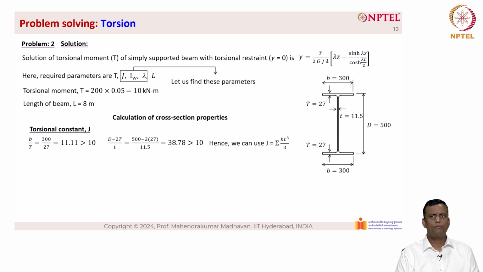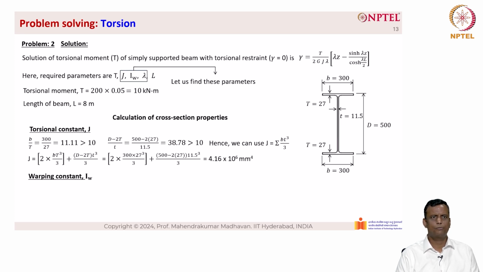So we can use the formula J equal to 1/3 B T cubed, and so J is given as 2 into B into T cubed by 3 plus (D minus 2T) into T cubed by 3. Here the 2 is for the top flange as well as for the bottom flange. So 2 into 300 into 27 cubed by 3 plus (500 minus 2 into 27) into 11.5 cubed divided by 3. So this value comes out to be 4.16 into 10 power 6 millimeter power 4.